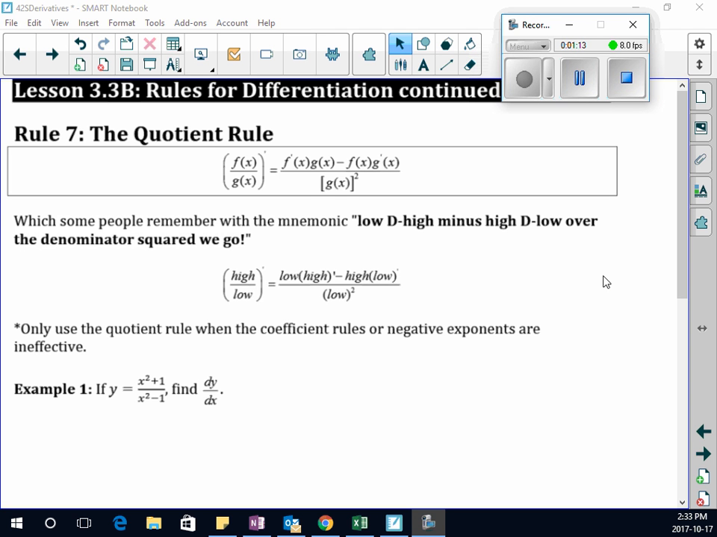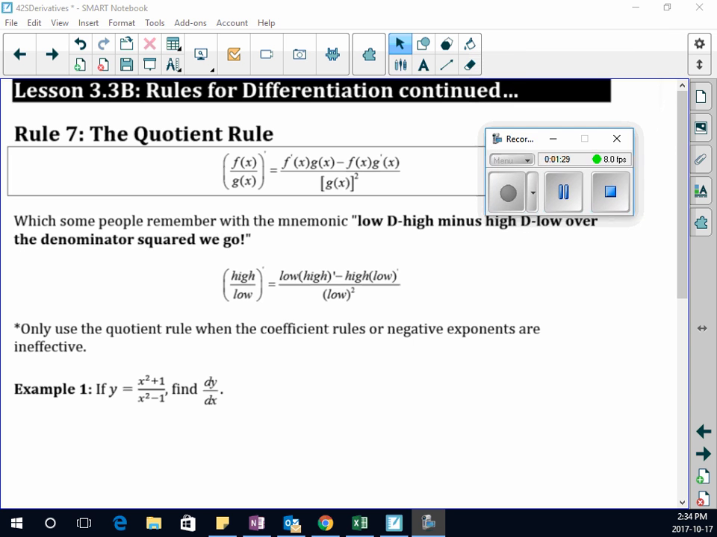Over the denominator squared we go. Anyways, so it's up to you how you want to memorize this. Again, if you Google quotient rule, there's a whole bunch of people figuring out a mnemonic to memorize it. In the end, you just have to know it. All right. Let's try the first one then.